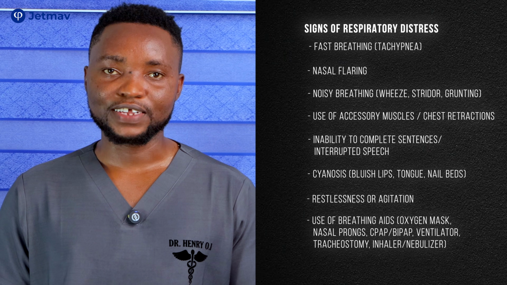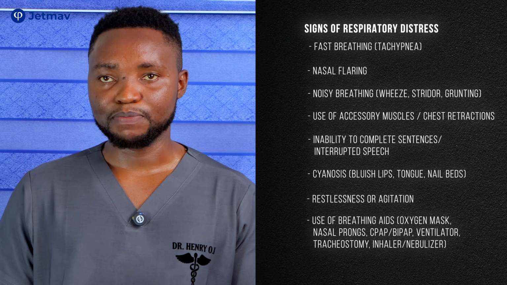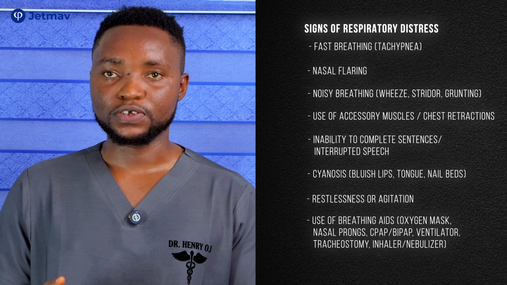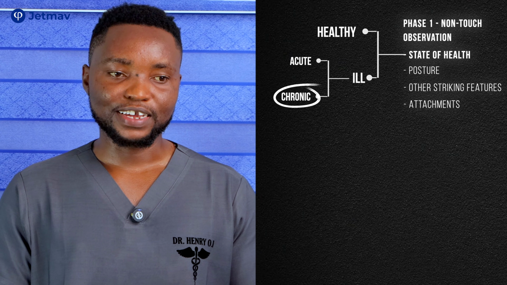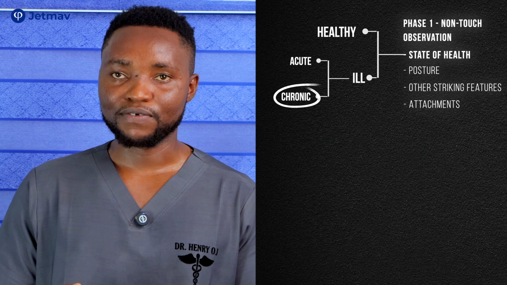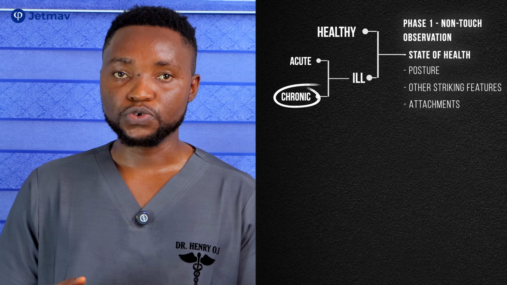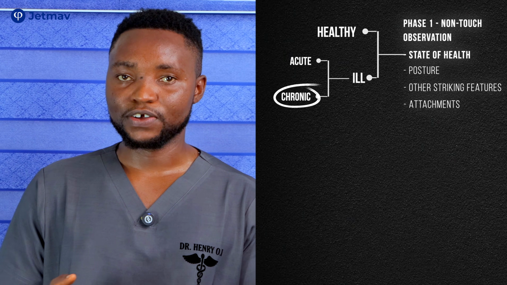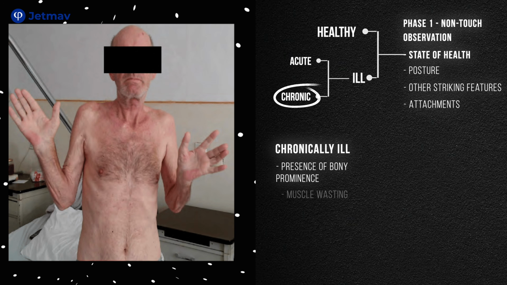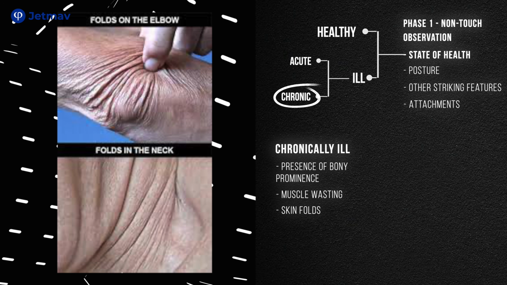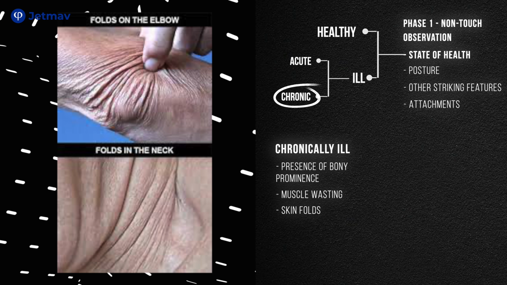So when you say a patient is acutely ill, probably the patient is in painful distress or in respiratory distress. Now, when you say your patient is chronically ill, that means there is a long-standing illness, maybe one that has lasted more than 3 months. Some of the things you will use to identify if a patient is chronically ill are the presence of bony prominences, muscle wasting, and skin folds. So these are things that will tell you that this patient is chronically ill.